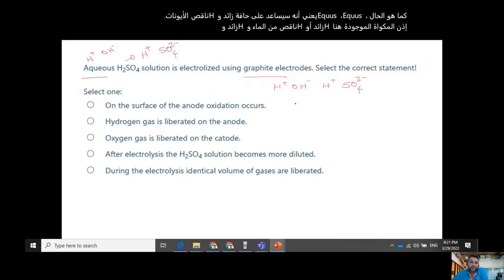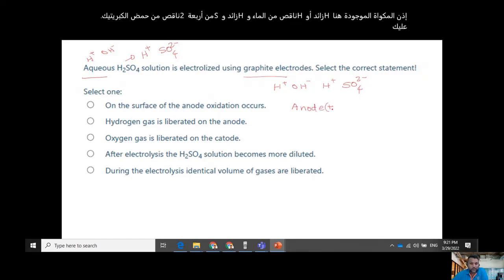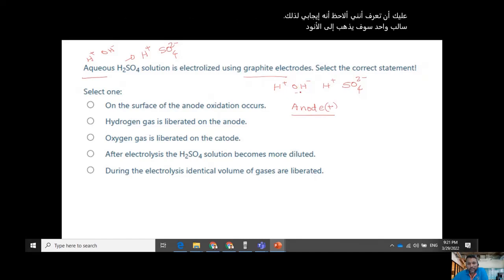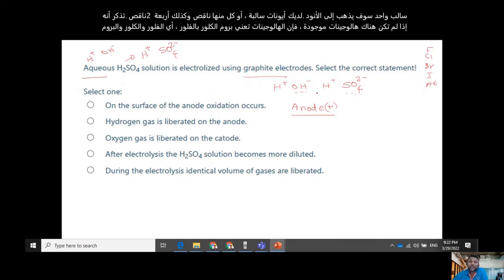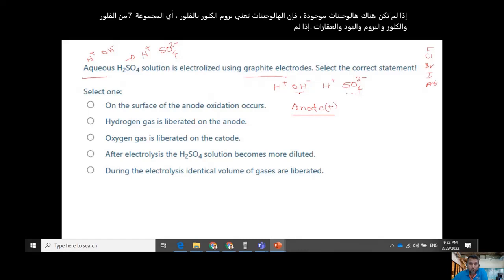You have to know the anode is positive, so negative ions will go to the anode. You have two negative ions, OH- as well as SO4 2-. Remember, if no halogens are present, halogens meaning fluorine, chlorine, bromine, iodine, and astatine, which is group 7, then the preference will go to OH- ions, hydroxide ions.